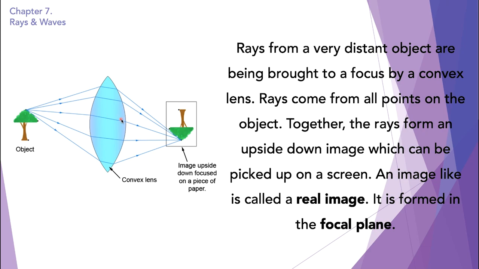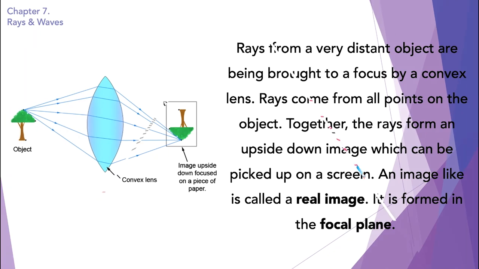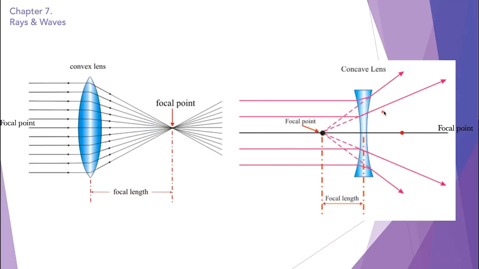But the point to remember here is that convex lenses can form both real and virtual images, whereas concave lenses can only form virtual images. That is because the rays never converge at some point to form a real image. So for a real image to be formed, rays have to be converged. So concave lenses cannot form real images. So this was the real image and the virtual image.